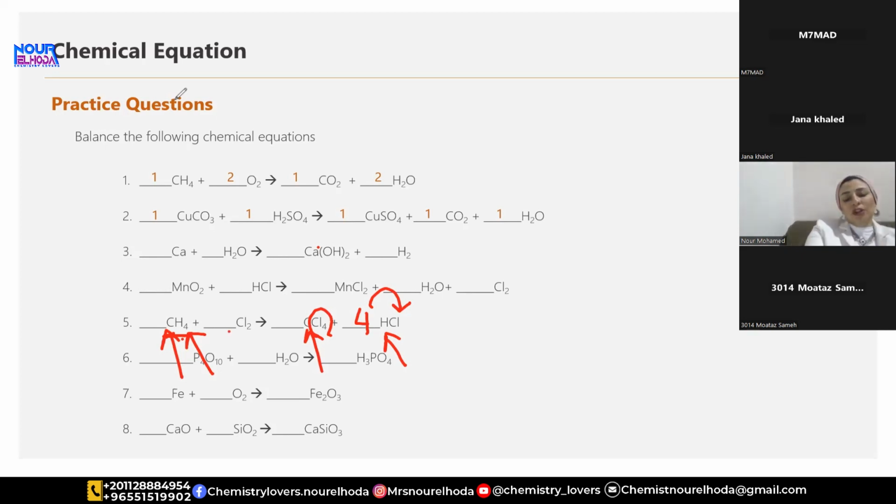So what should you put here? If you want 8 chlorines, you should put 4, because 4 times 2 is going to be 8. Here I have Cl4 and here also 4, so on this side they are 8, and you need to put 4 only because 4 times 2 is going to be 8. Isn't it 2 here? Yes, correct.